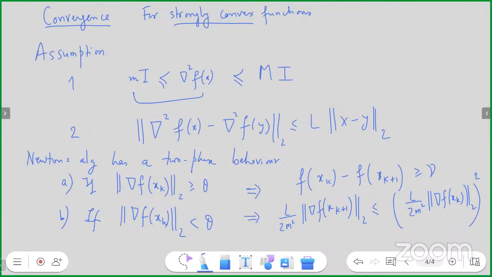I think xk plus 1 is x instead. So we just proved that xk plus 1 minus x star is less than or equal to something. Yeah, but does it give you that? Does it give you this inequality?